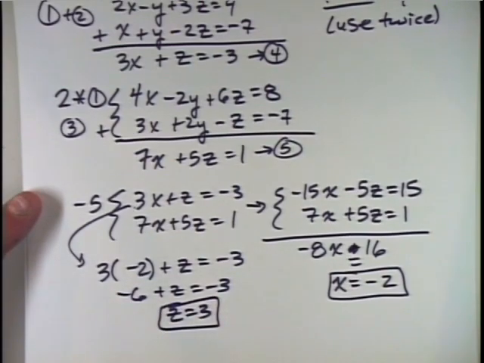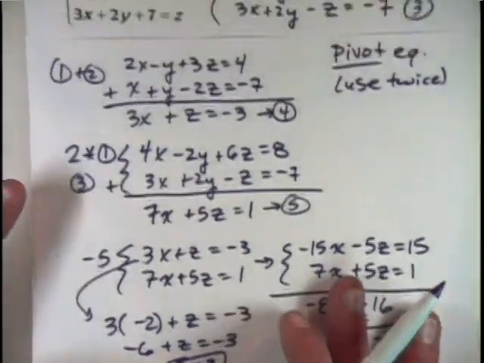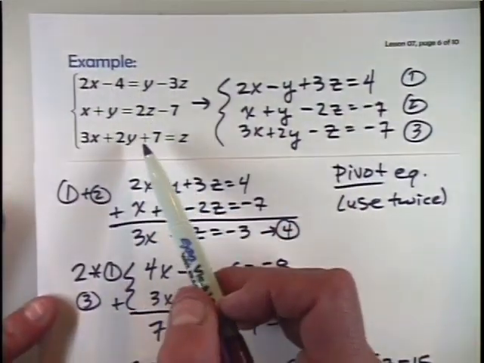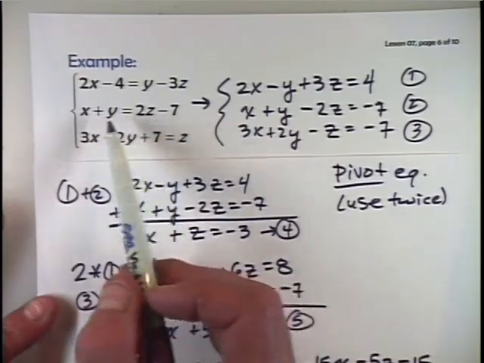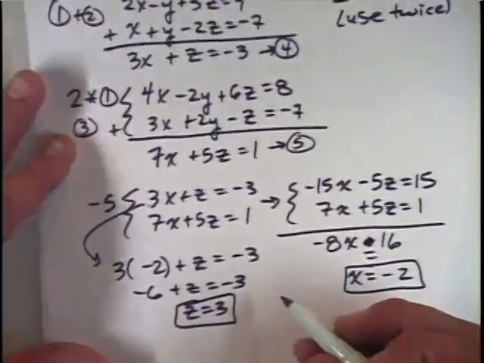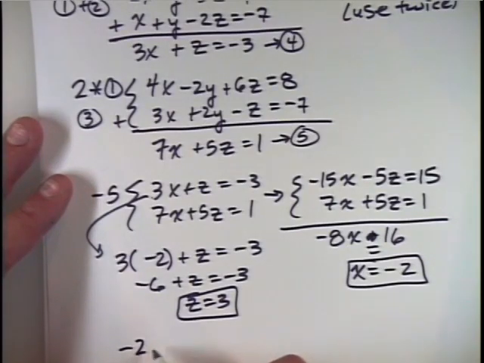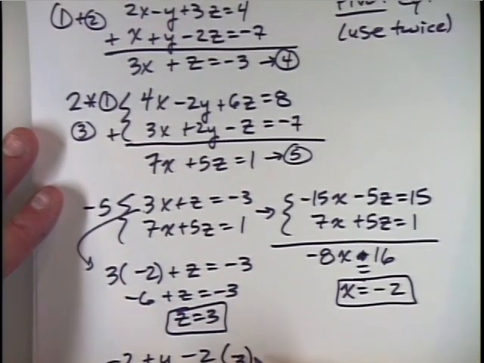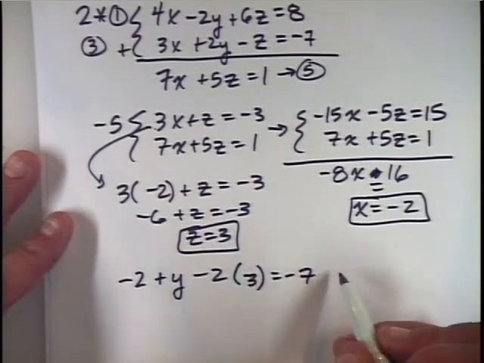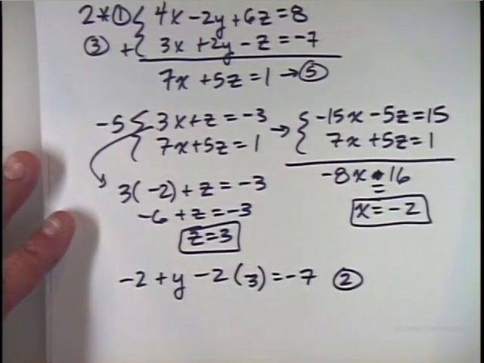And now that I have 2 of my unknowns, I can go back to any one of my original 3 equations up here. It doesn't matter which one. I'll choose this one here. It looks like it's pretty easy. So it's x plus y, so I know x is negative 2, plus y minus 2 times z, which I just found to be 3, and that has to equal negative 7. Oops, there I am. I'm sorry. What I did is I plugged that into equation 2.